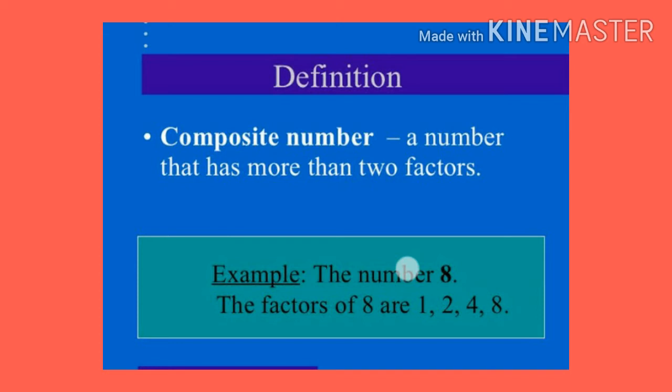You can see the definition: a number that has more than 2 factors. You can see the example, that is 8. 8 is divisible by 1, 2, 4, 8. That means 8 has 4 factors. So it is a composite number. A number which has more than 2 factors is called a composite number.